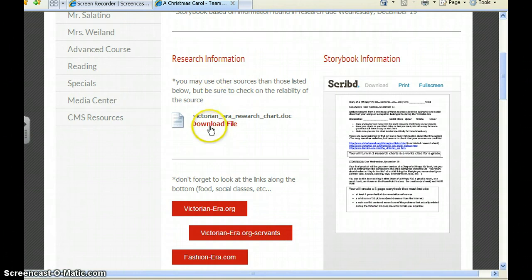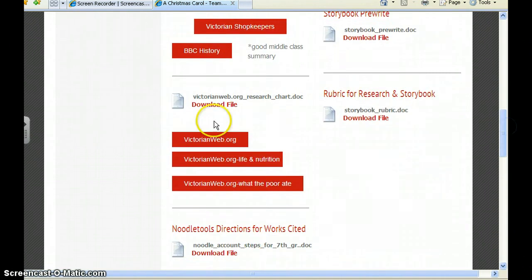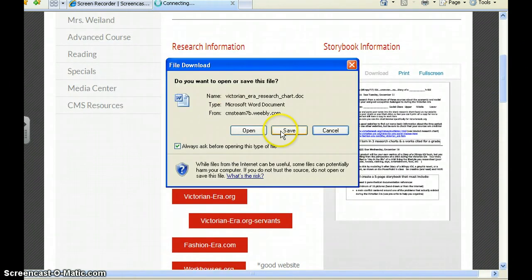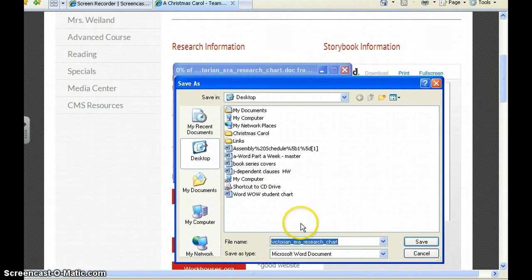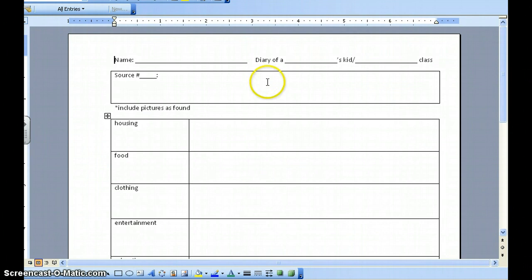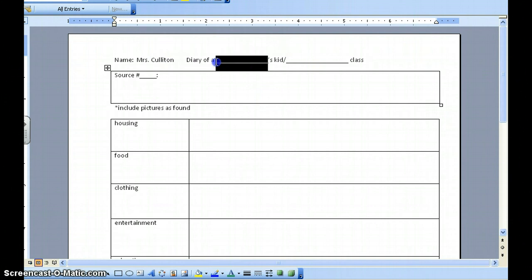The research information here, these are the charts and all the different websites that they can use. And so what we did in class last week is they saved this as chart 1, chart 2, and chart 3, either on their flash drive or on their account through the school. If they did save it on their account at school, I did suggest that they either email it to themselves or bring a flash drive in, because again, this is not a project that could be done entirely in school. So they would fill in their name, the diary of a, and whatever occupation.